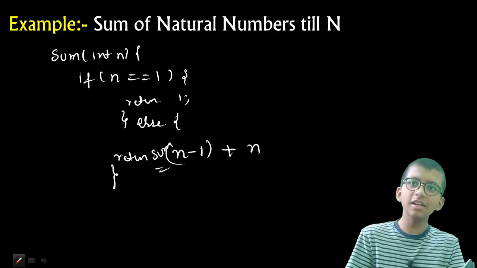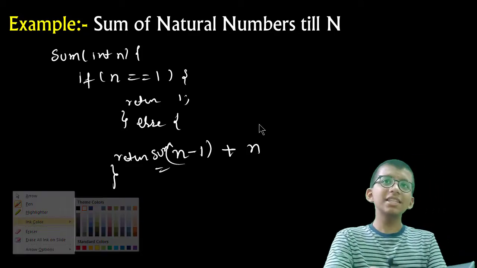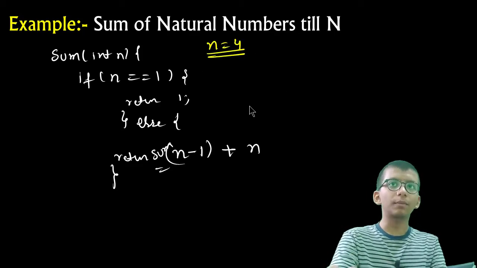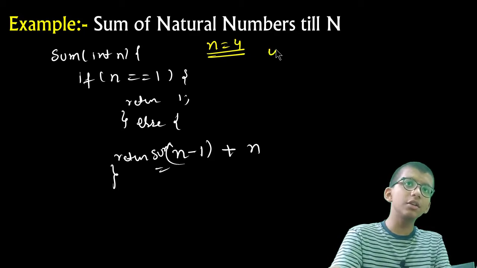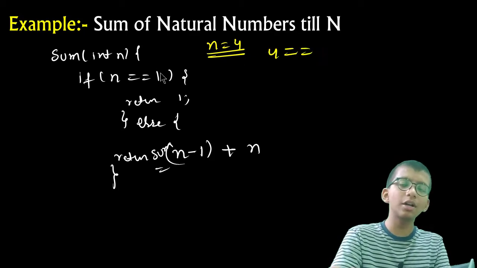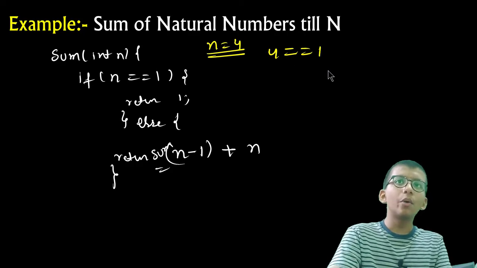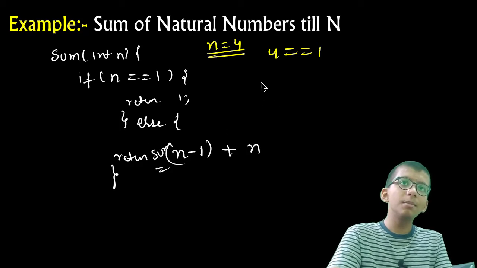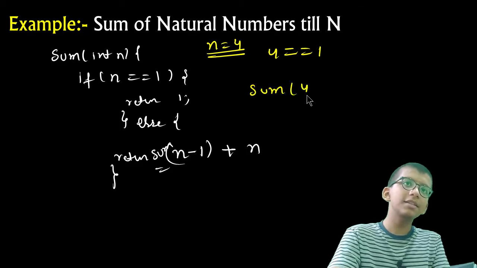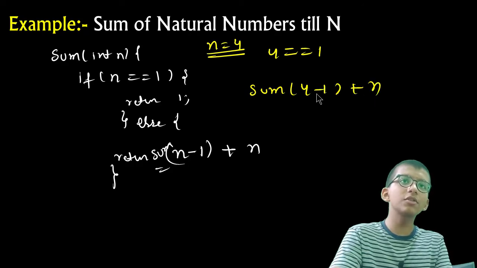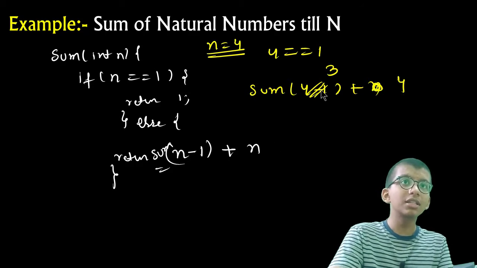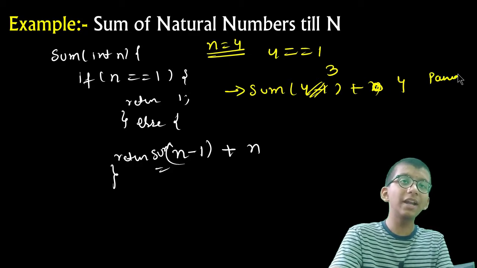Let's understand this in a more intuitive way. Let's take an example where n equals 4. Now 4 is not equal to 1, so it goes to the else. So it returns sum of n minus 1, so sum of 4 minus 1, which is 3, plus 4. So it is waiting for sum of 3. It is now paused, waiting for sum of 3.